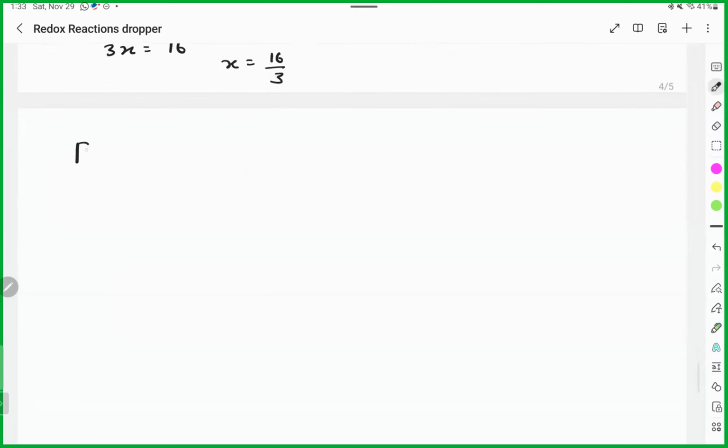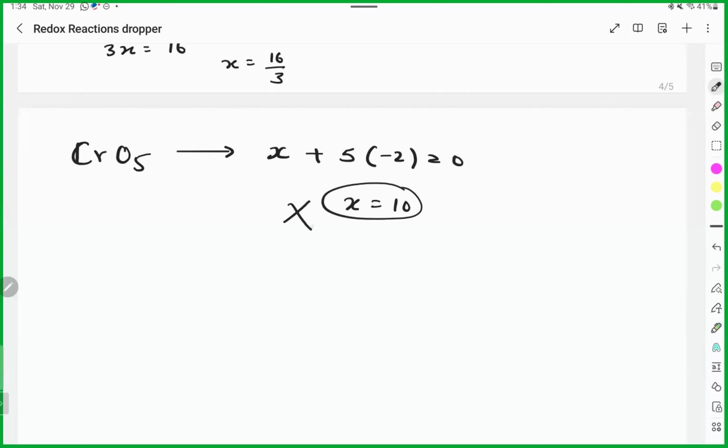Best. If you take CrO5, in reality, what will be the charge on the chromium? X plus 5 times -2, so X will be +10. But this is wrong. Why? Because chromium belongs to group 6, and group 6 can have a maximum of +6 charge. So what will happen if you take chromium?